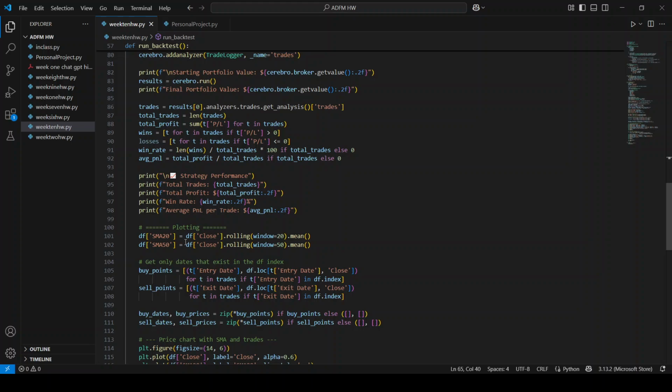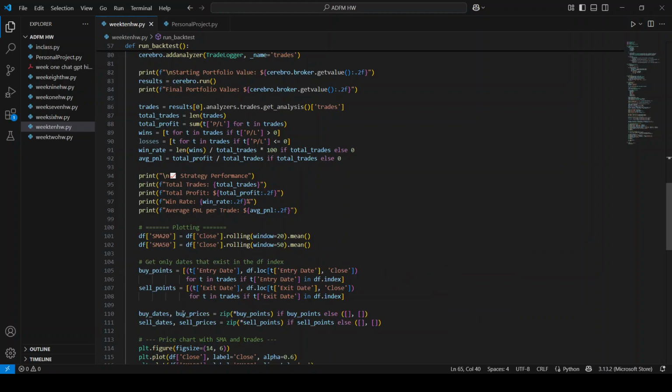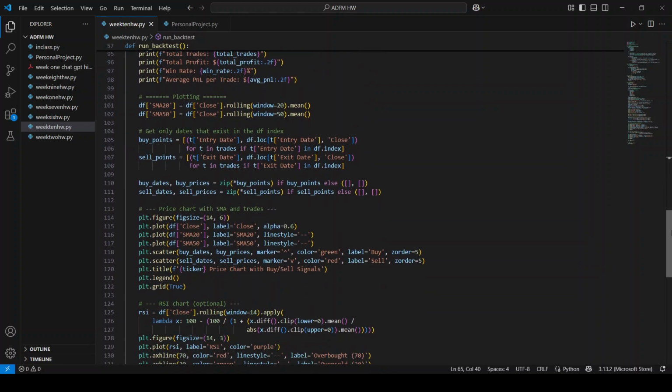Lines 101 to 102, we're adding our moving averages to our data frame for the plotting. And then lines 105 to 107, here we're just matching each trade to its price on the chart. That's the purpose of this. In lines 110 and 111, we separate the points into the X and Y values. The buy points and sell points will be separated into our X and Y values on the graph.